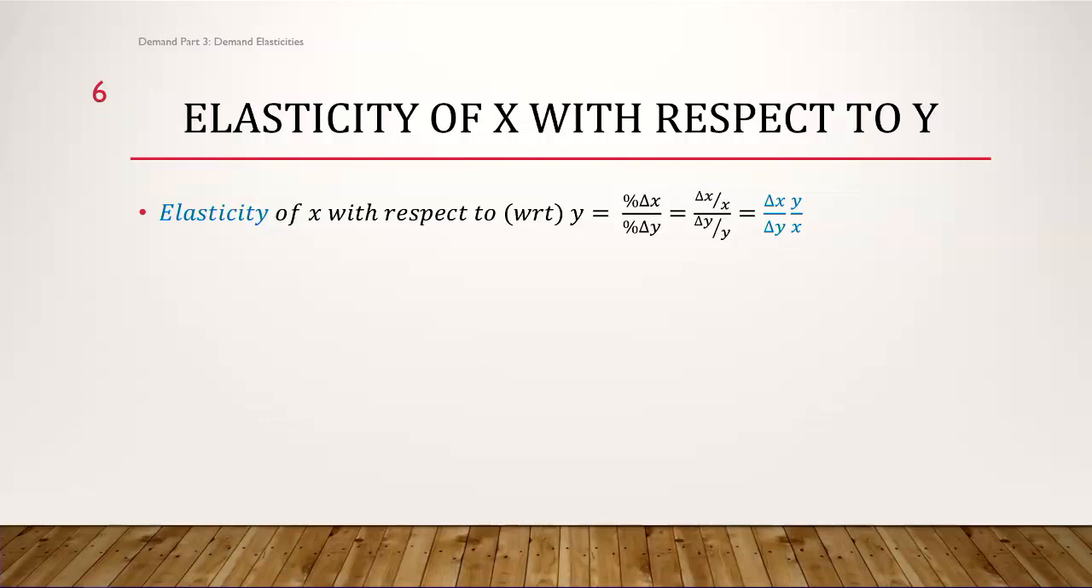Now we can just rearrange those terms by multiplying numerator and denominator by xy, and we get that the elasticity of x with respect to y is the change in x divided by the change in y, times y over x. Right? So in other words, it's the slope, delta x over delta y, times the quantity y over x.